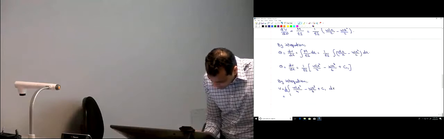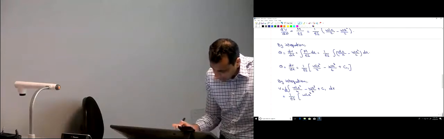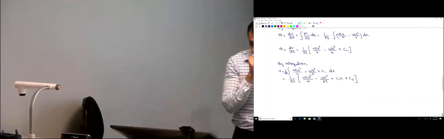How to perform this integral? What's the integration of the first term? You add 1 to the power here and then divide by the new power, so that's 12. Add 1 to the power and divide by the new power, so that's 24. C1, so it's going to be C1x. Anything else? Plus another constant, C2. So this is the equation for the deflection.